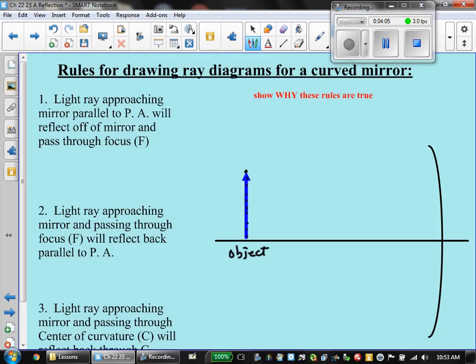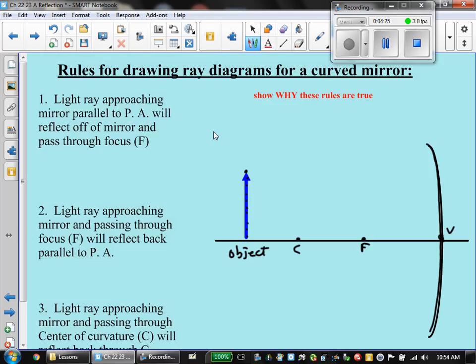So, for example, let's say here's my curved mirror. Here's my vertex over here in this point. I'm going to pick a point over here and call this the focus. And out here someplace, and I'm just doing one example, this might be the point C. So the focus is a certain distance out from the mirror, and the C is twice that distance.